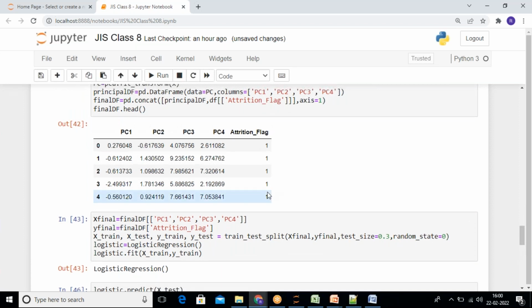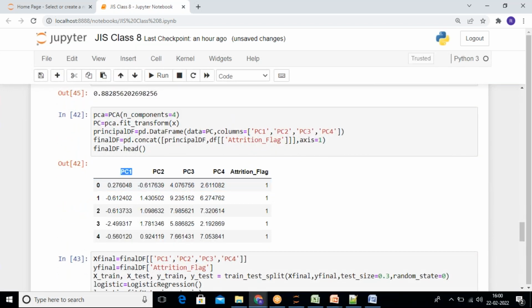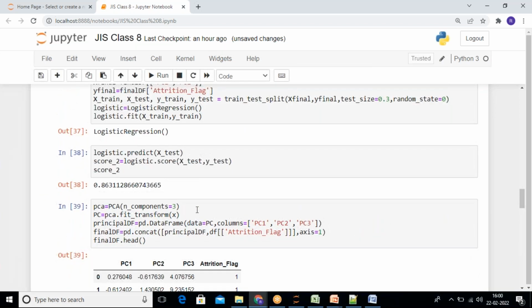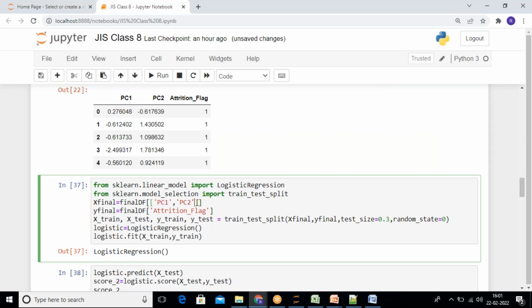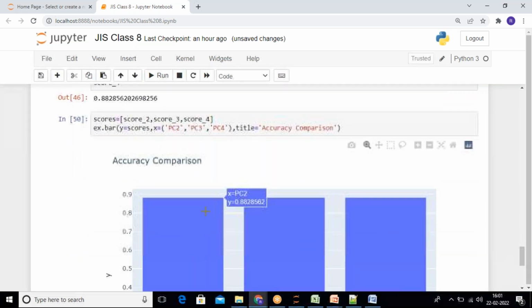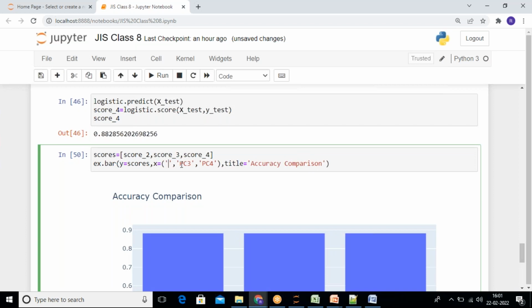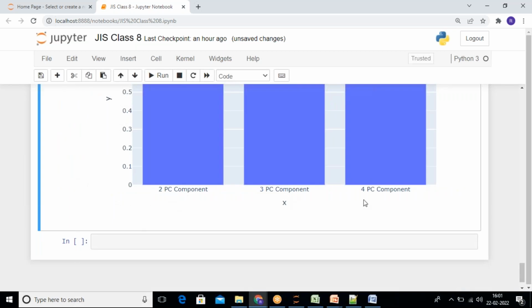Why would PC1 be there? What did we do in PC1? See, I will tell you, okay? This PC1 and PC2 basically means we have 2 principal components. Okay, so basically if you want a better set, you change this. I knew there would be confusion. Did we ever take 1 component? We never took 1. Okay, sir, got it. 2 PC components, 3 PC components, 4 PC components.